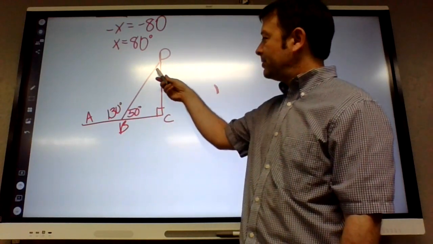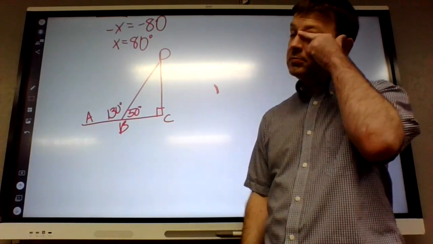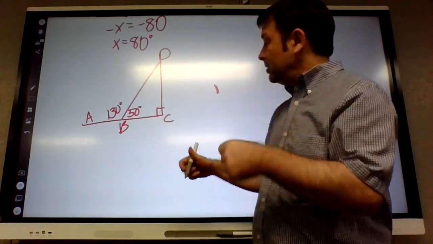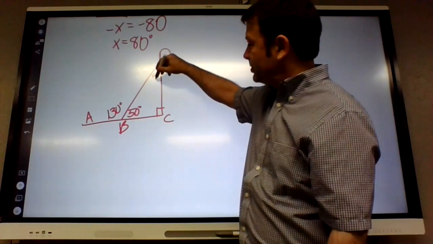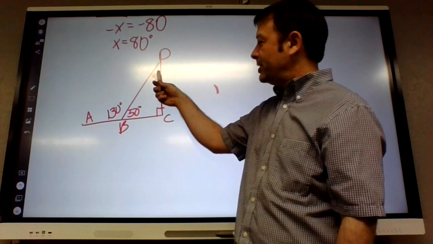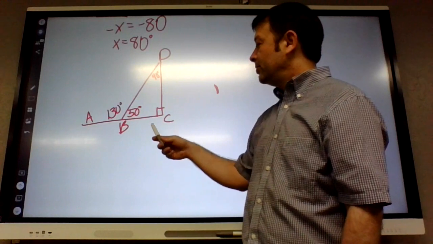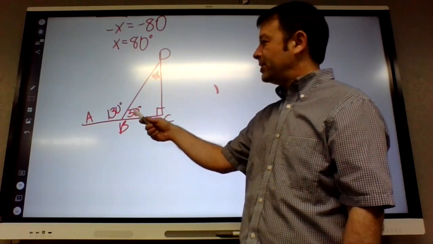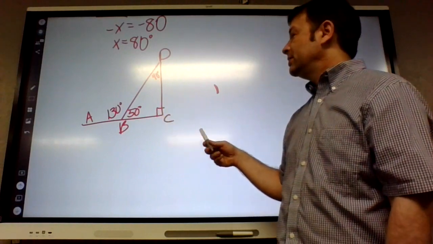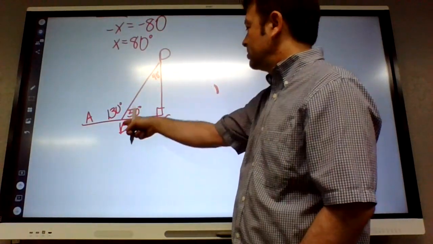How about this angle right here? This one's 90. So this is 40. There's a couple ways we could do this. These three have to add up to 180, so we could have done 180 minus 90 minus 50 is 40. Or the two acute angles in a right triangle always have to add up to 90, because 90 plus 90 is 180. Anyways, the first question is angle DBC is what?